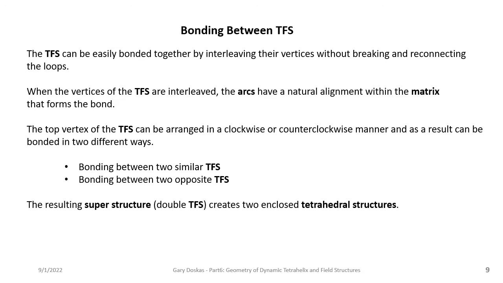Bonding between 2 similar TFS and bonding between 2 opposite TFS. The resulting superstructure, double TFS, creates 2 enclosed tetrahedral structures.